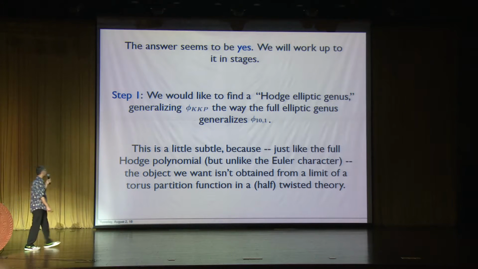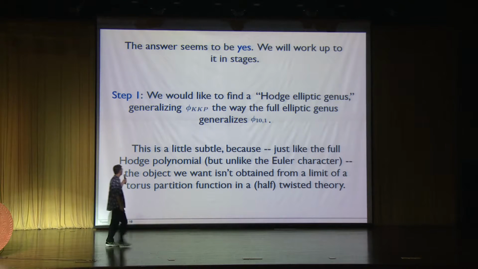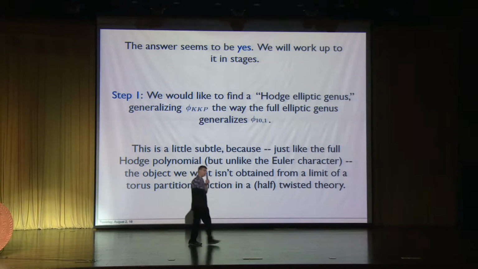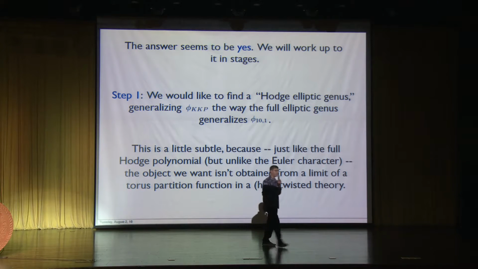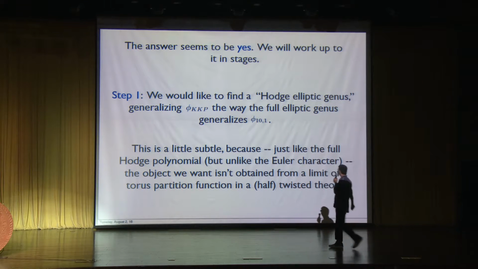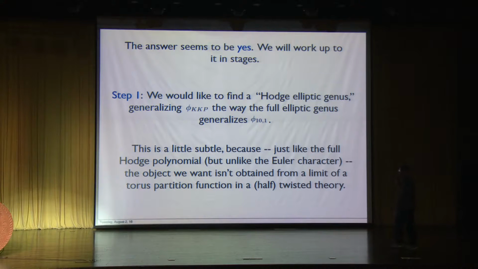The answer seems to be yes, and I'll work up to it in stages. So in the first step, what we'd like to do is promote this function with its extra variable to an analog of the elliptic genus with an extra variable, in the same way that the elliptic genus generalizes phi 10(1), which keeps track of only one angular momentum. This is a little subtle, because just like the full Hodge polynomial, but unlike, for instance, the Euler character, the object that we want to obtain doesn't really come from a limit of a torus partition function in a half-twisted sigma model.